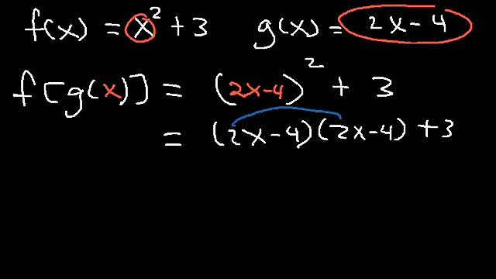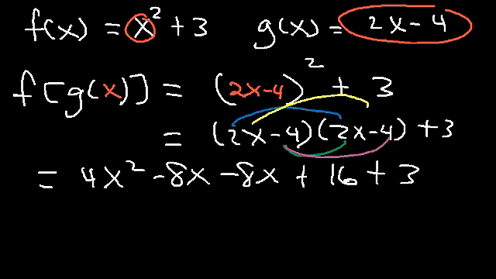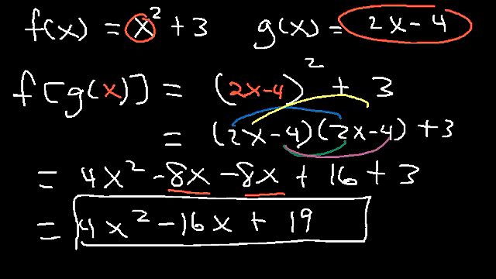2x times 2x, that's 4x squared. And 2x times negative 4 is negative 8x. And this is also negative 8x. And finally, negative 4 times negative 4 is positive 16. So now let's combine like terms. So this is going to be 4x squared. We can combine these two. Negative 8 plus negative 8 is negative 16. And 16 plus 3 is 19. So this is f of g of x.